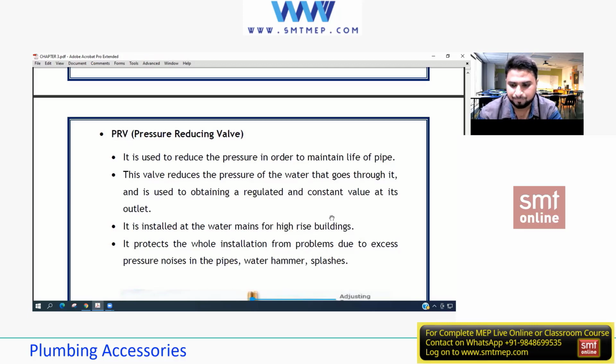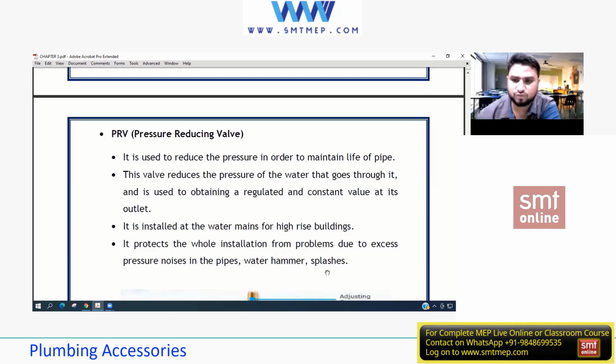The codes, UPC and IPC, give these standard values because they have sensed that if the pressure does not exceed 60 and 80 psi at that particular height, on those particular floors, it is sufficient, more than enough, and not excess pressure that will be damaging the fixtures.